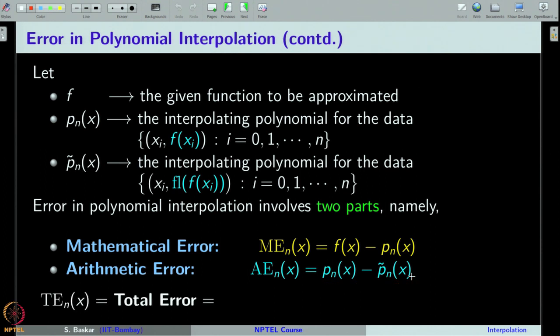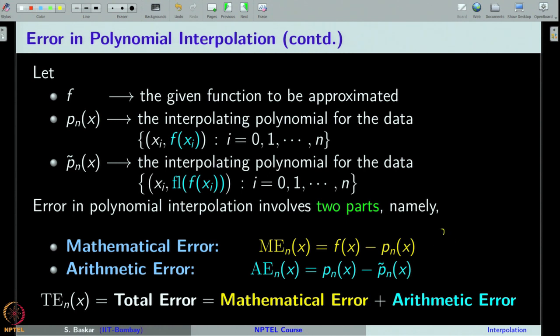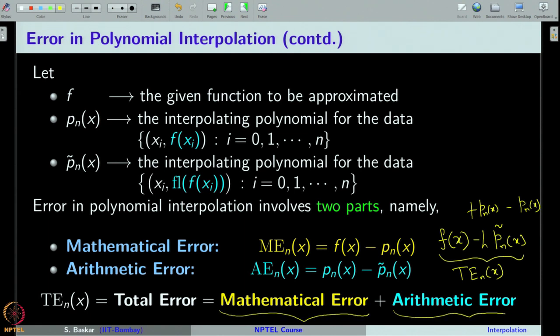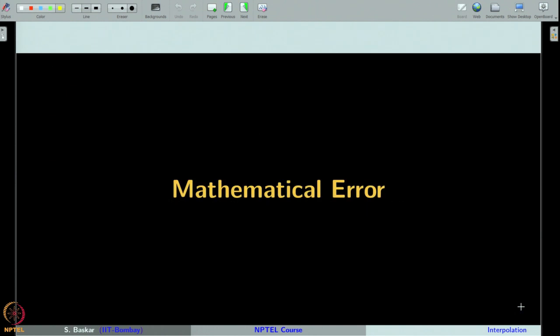Now, what is the total error? Well, the total error is nothing but the sum of the mathematical error and the arithmetic error. In other words, the total error is what we are interested in minus what we finally got. This is the total error involved in this computation, and that can be obtained by adding P n of x and subtracting P n of x. That leads to the mathematical error plus the arithmetic error, and that is the final expression for the total error. Therefore, in order to understand the total error, we have to understand the mathematical error as well as the arithmetic error. In this class, let us understand the mathematical error.